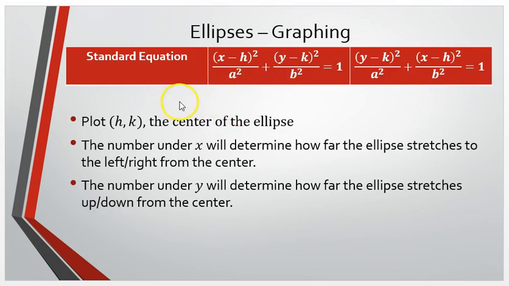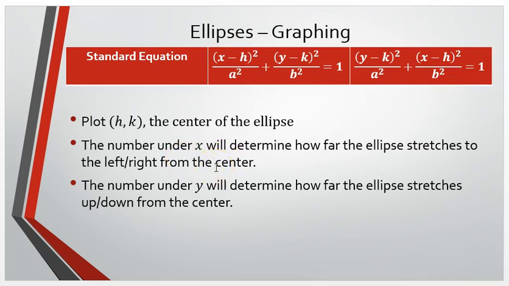But the steps for graphing are pretty simple. You want to plot the center of the ellipse first, the h and the k value. And then from that center, it doesn't even matter what a and b are. All that matters is that the number underneath x will be how far the ellipse stretches to the left or to the right from your center, because x determines your left and right motion. So whether it's a or whether it's b, it doesn't matter. The number under x will be how far you go left to right.